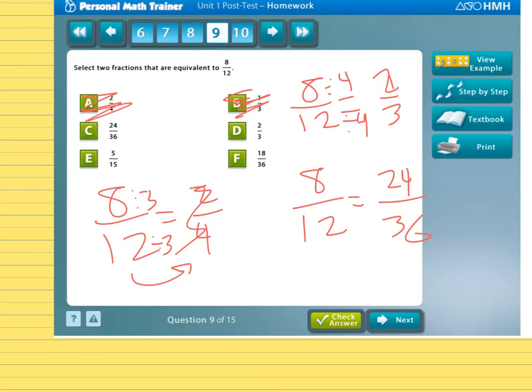And for number C, 12 times 3 is 36. 8 times 3 is 24. So that is an equivalent fraction. Now we'll try the other three.